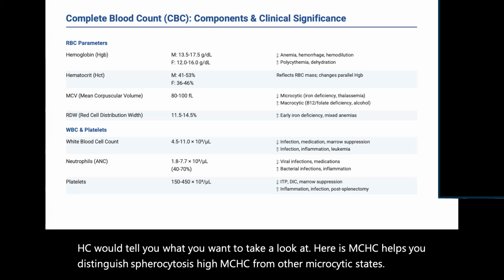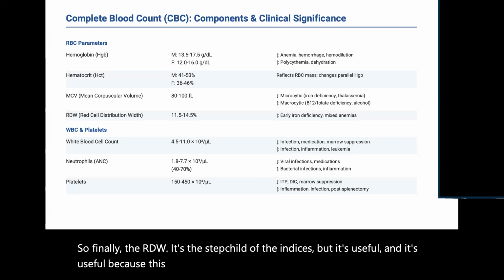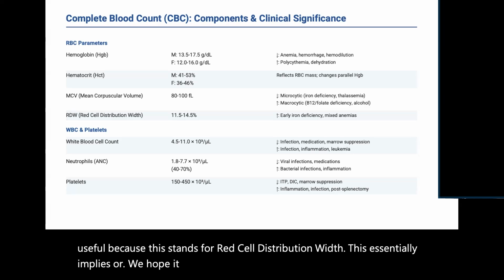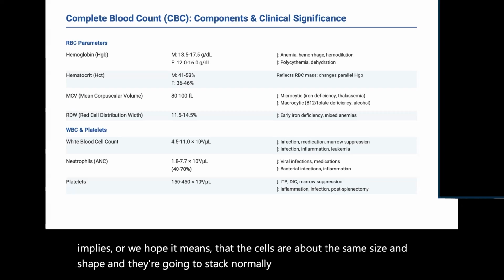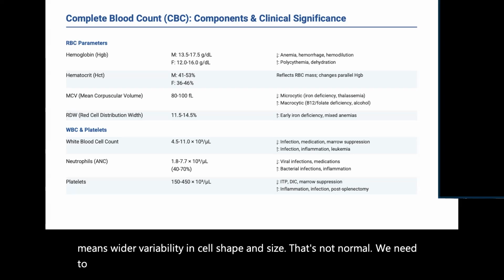So finally, the RDW, it's the stepchild of the indices, but it's useful. It's useful because this stands for red cell distribution width. This essentially implies, or we hope it means, that the cells are about the same size and shape, and they're going to stack normally within the vessel. High RDW means wider variability in cell shape and size. That's not normal. We need to figure out why.